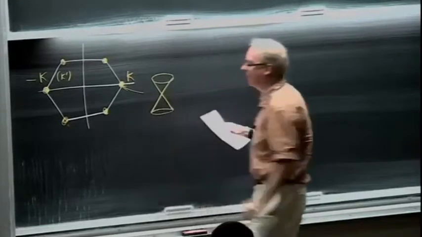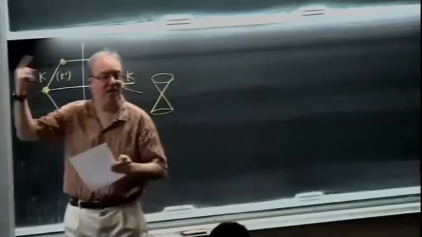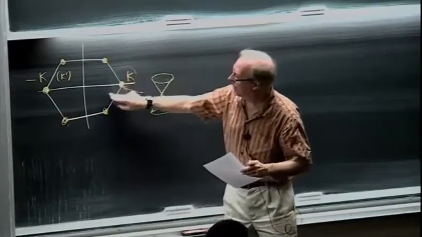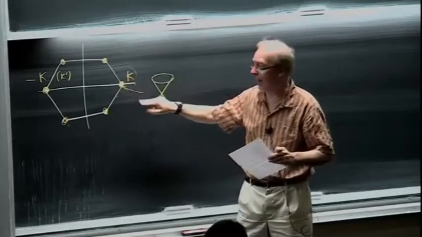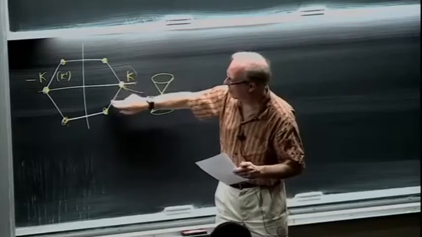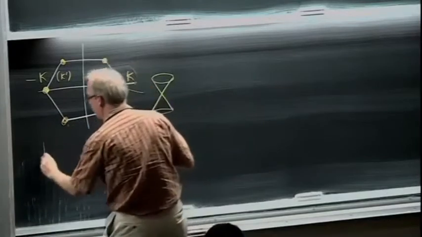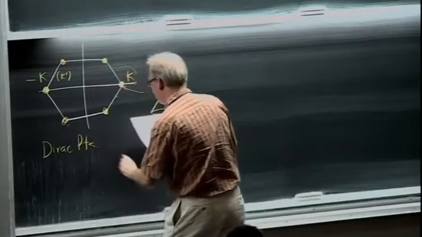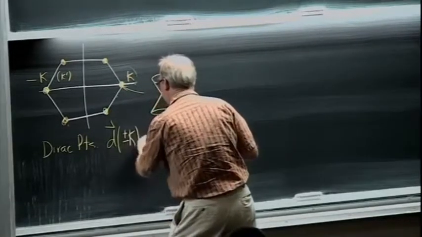And so at these points, we have the famous Dirac cone. And this Dirac cone I can think of as being kind of like a vortex where D wraps around the circle when I go around it. And it goes around one way around K, the other way around K prime. So at the Dirac points, we have D at plus or minus K equal to 0.